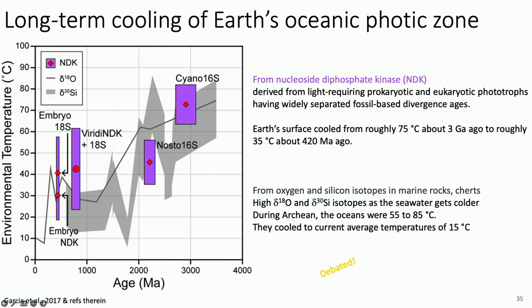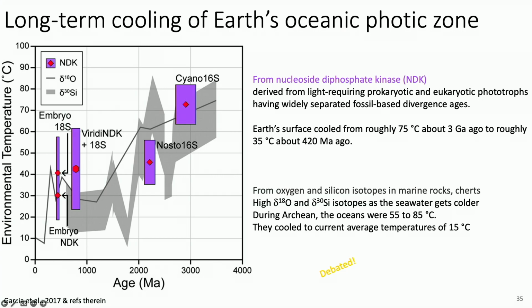The authors here claim that around 3 billion years old, the surface of the ocean was quite hot, maybe up to 75 degrees C, and then cooled down slowly until 1 billion years ago, and then it stayed like this. Well, we're actually more in this range here, so there's a little inconsistency to start with here.